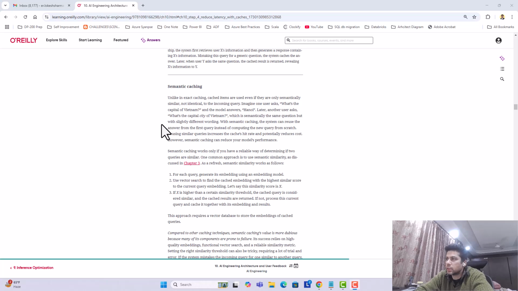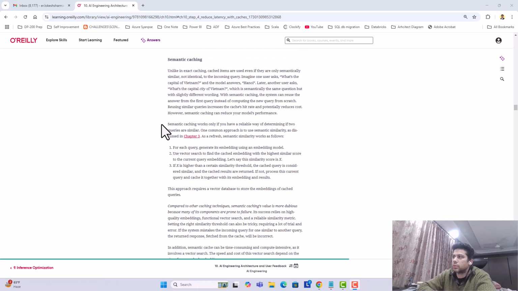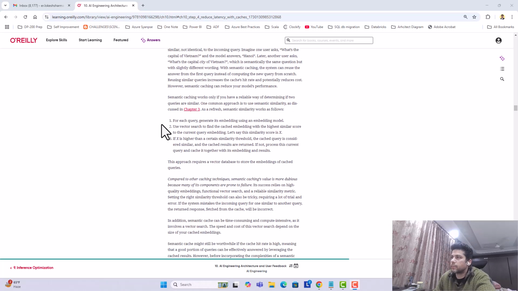So in this case, instead of looking at the exact match of the questions being asked or the prompt, it will try to look at the semantically matching question that is being asked. So that is what it is. Semantic caching works only if you have a reliable way of determining if two queries are similar. One common approach is to use semantic similarity, as discussed in the chapter. Semantic similarity works as follows.